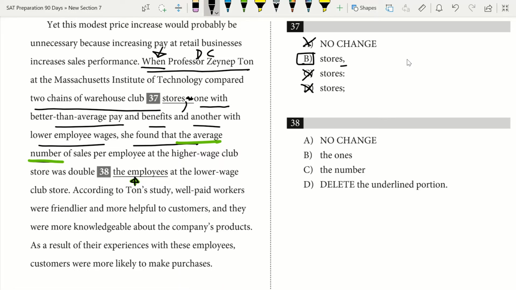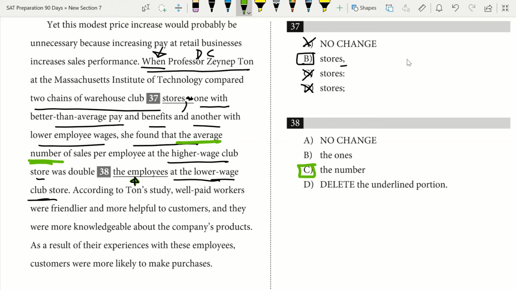Now keep in mind that this is at the lower wage club store. So I'm comparing what you saw up here, the average number at the higher wage club store, to what at the lower wage club store. Now the reason I went slow there is so that you could kind of see this. Okay, notice how I'm comparing two different things. I'm comparing that average number of sales per employee at the higher wage club store, to something at the lower wage club store. Well, that something has to be the number. Okay, the answer there has to be C.